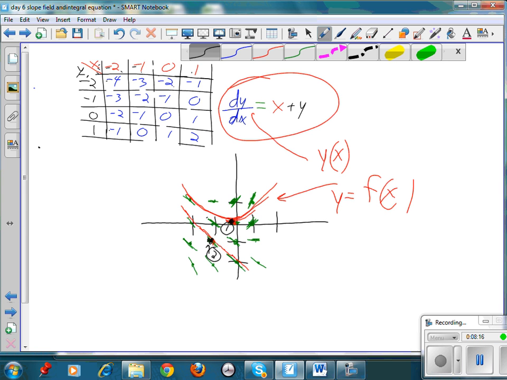Okay, let me stop the film, and I will pull out a problem with a better picture that we can draw on.